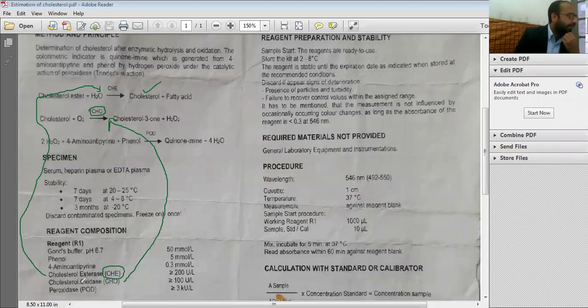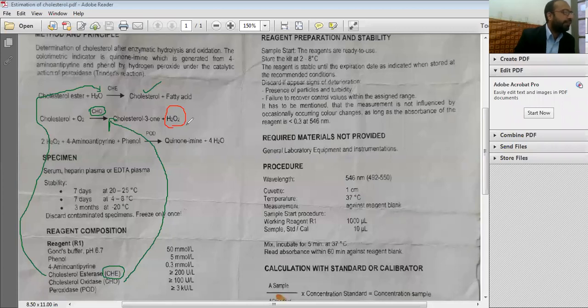So here we are having cholesterol oxidase enzyme, and this cholesterol oxidase enzyme would react with this oxygen, react with the cholesterol, and it would make cholesterol 3,1. This will be the product, and now we have cholesterol 3,1, and the required product is hydrogen peroxide. There will be two products. One is cholesterol 3,1, and the other product is hydrogen peroxide.